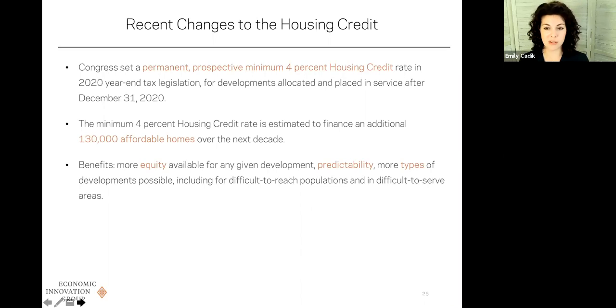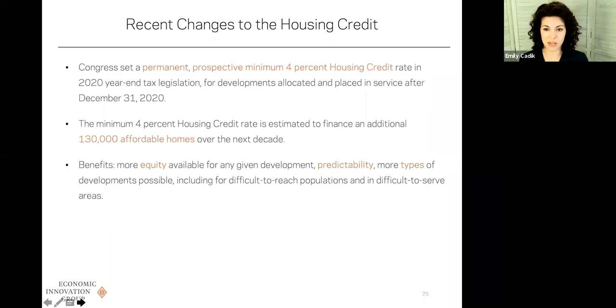So we made the case to Congress that we needed to set the rate at a minimum 4%, like we did on the 9% side. And after years of making that case, we were successful in the year-end tax legislation. So this has a lot of benefits. It means you know what your rate's going to be. There's no floating and waiting for the right moment for it to lock in.